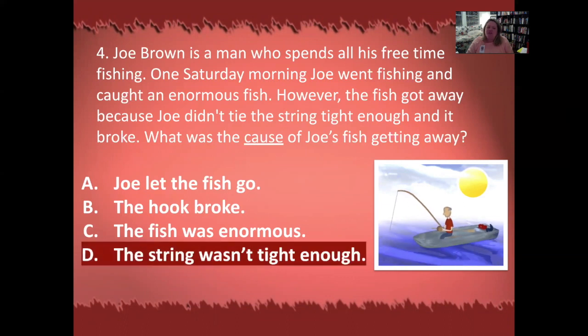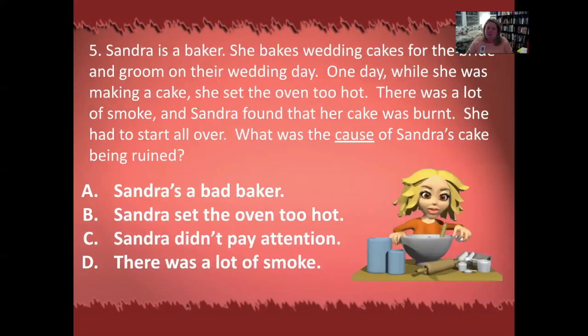If you said the string wasn't tight enough, you were correct. If you said the hook broke, that means you focused in on that word broke that was in the passage. The string wasn't tight enough and it broke. Well, it wasn't the hook that broke, it was the string that broke. So that was a chance for the testers to try to trick you.